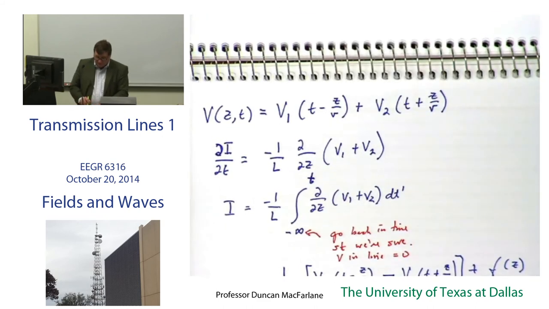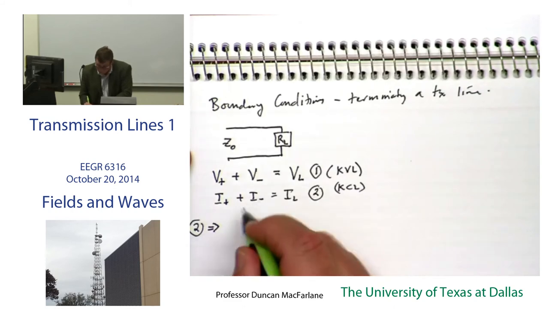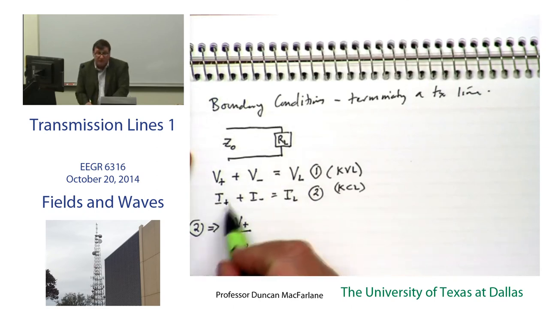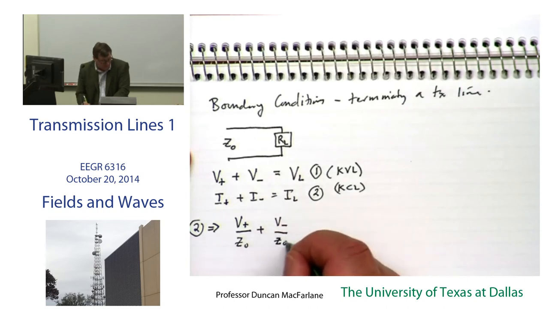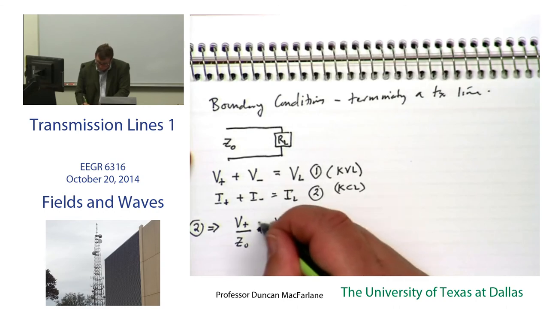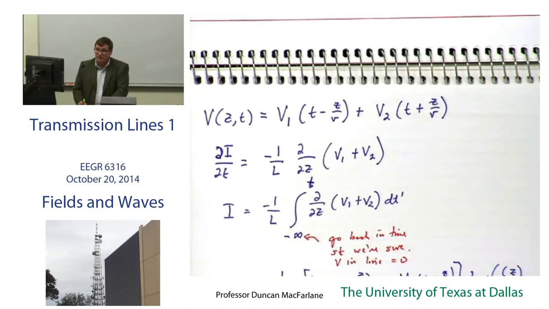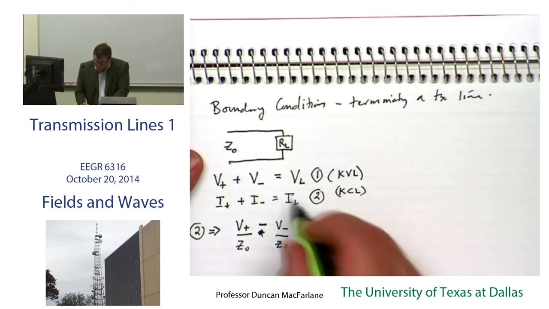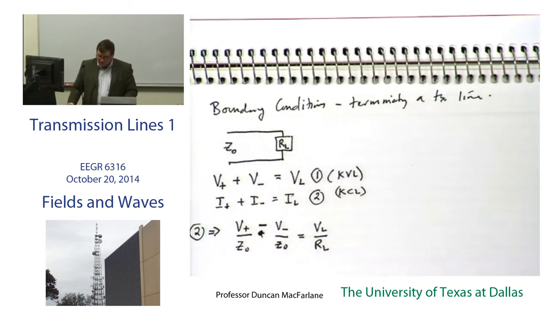I know that my current is related to my voltage through the impedance, right? So I can rewrite equation 2 as V plus over Z naught, that's this term here, minus V minus over Z naught. Oops, I'm sorry, there should be a minus sign from that guy there. And that's going to equal VL, but divided by not the impedance of the line, but rather the impedance of the load.